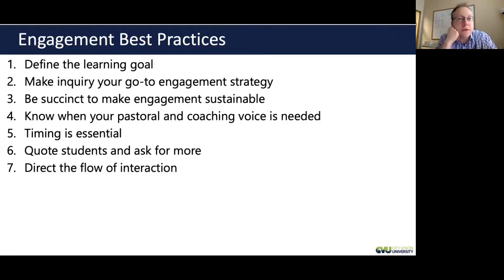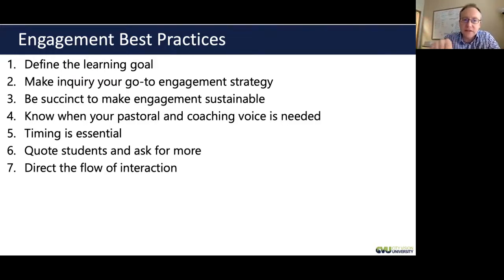Number 2 is make inquiry your go-to engagement strategy. For most of us, input is our go-to engagement strategy. In fact, on the Strengths Finder, my number 2 is input. So I have to really remind myself of the inquiry. What's my inquiry to content ratio? I want my inquiry to be higher. So questions. My sentence is ending in a question mark. And most of these can be really succinct.